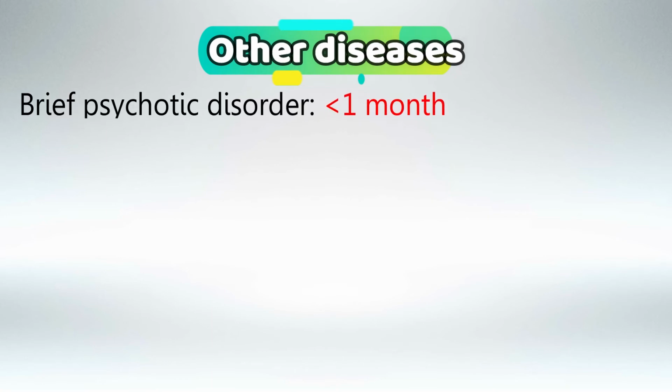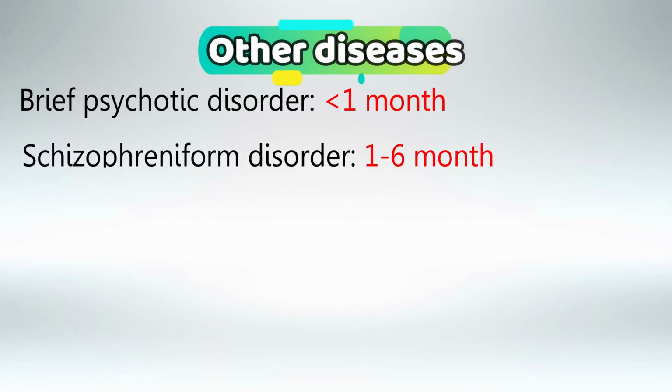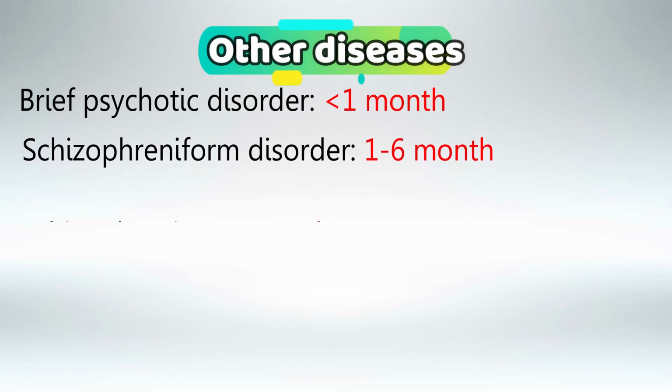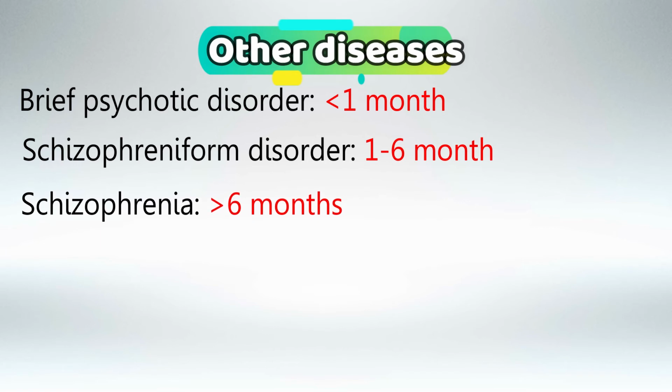Now let's see how to differentiate between the confusing terms that we spoke about before. When we say brief psychotic disorder, it means that the patient will have the psychosis symptoms that we discussed before for less than 1 month. And schizophreniform disorder means that the patient will have the symptoms from 1 to 6 months. And schizophrenia is having the psychotic symptoms for more than 6 months, plus negative or positive symptoms. The way I remember this is that brief is brief, so it's less than 1 month, and schizophreniform is from 1 to 6 months. So form looks like from, and schizophrenia is more than 6 months.